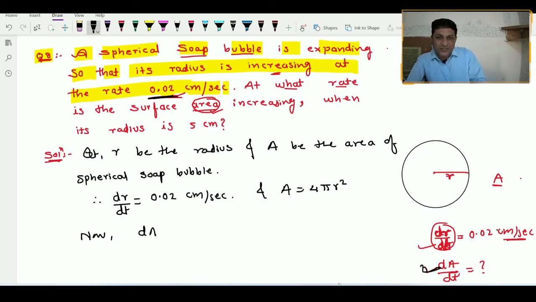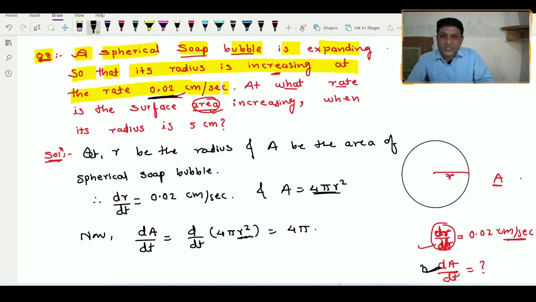Now our aim is to find the value of dA by dt. So let us differentiate A with respect to t, which is d by dt of A. What is the value of A here? 4 pi r square. So 4 pi is a constant term, keep it as it is. Now we are finding the derivative of r square with respect to t.